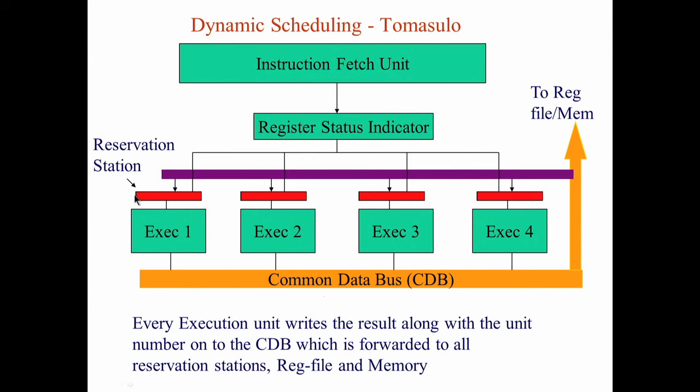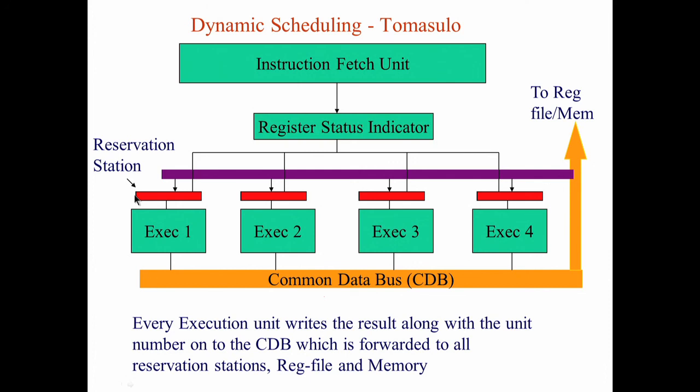Every execution unit writes the result along with the unit number onto the common data bus, which is forwarded to all reservation stations through this violet bus and also to the register file or memory. So if I am waiting for a result, that result will come to me through the violet bus. Able to follow? Now we will go on to an animation; we will spend 10 minutes on it.